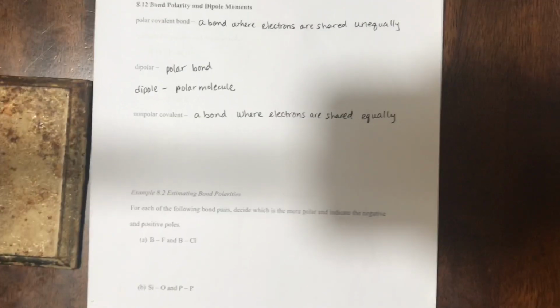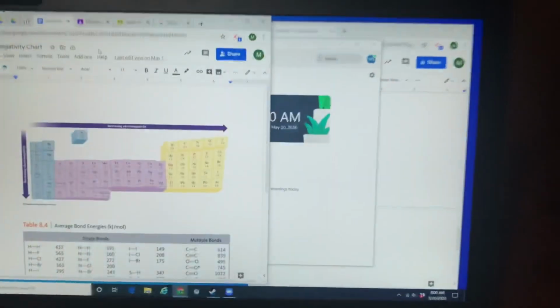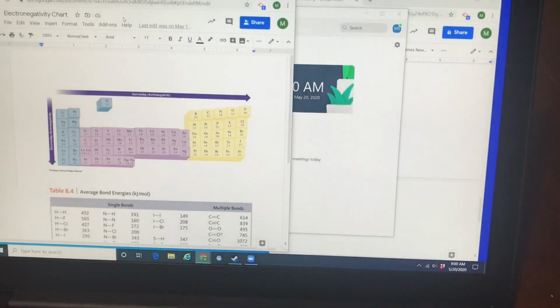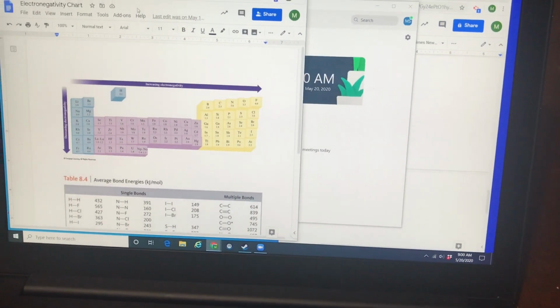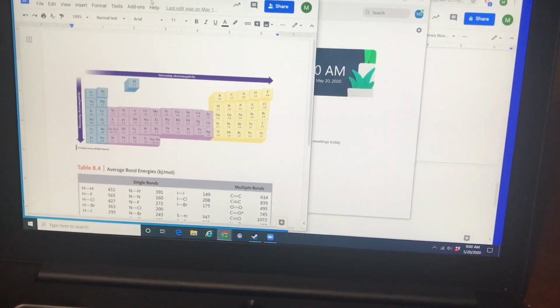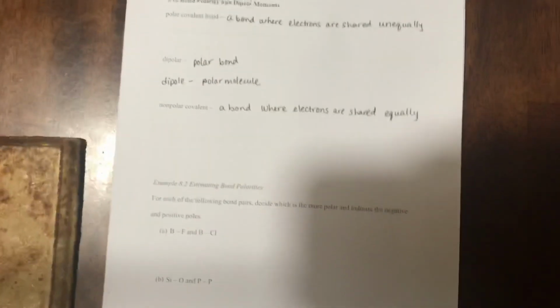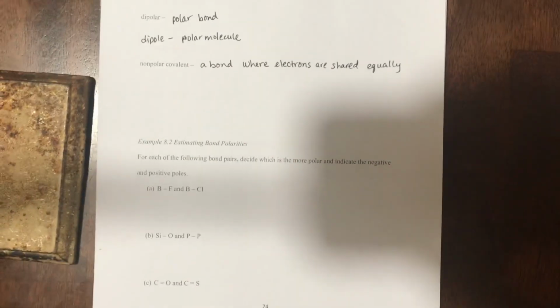In order to determine whether a bond is polar or nonpolar, we are going to look at a chart that is here. I'm going to show it to you on my computer. So if you have not opened that, go ahead and open that on your computer. That's in the same assignment there. This document is shared, and it's got that chart there that's called the chart of electronegativities.